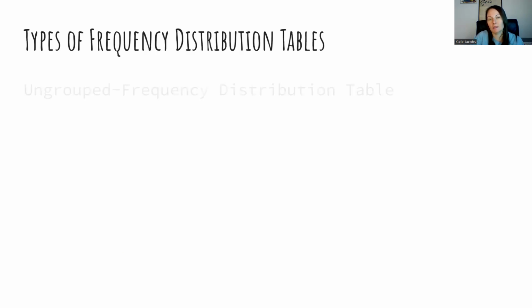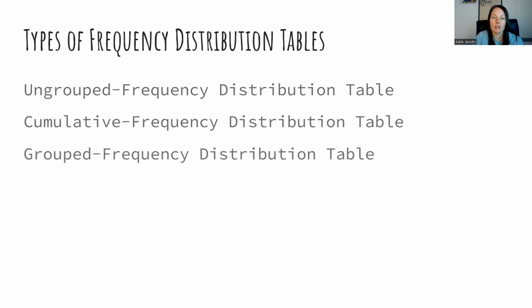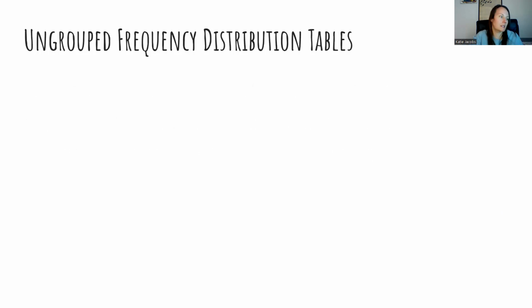So the 3 types that we're going to learn: the first one that I'm going to teach you is the ungrouped frequency distribution table. The next one is the cumulative frequency distribution table. And the last one will be the grouped frequency distribution table. All right, so let's get started with the first type that I'm going to teach you in this class.